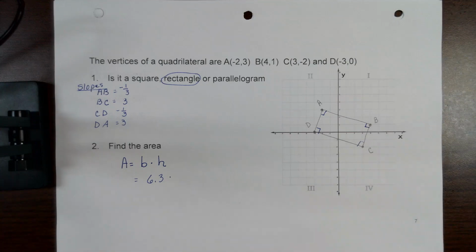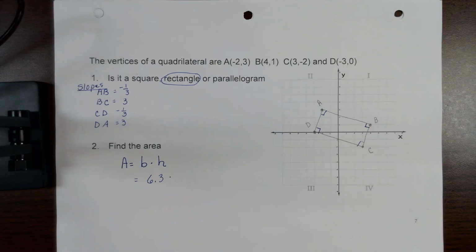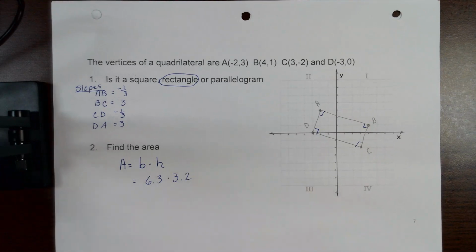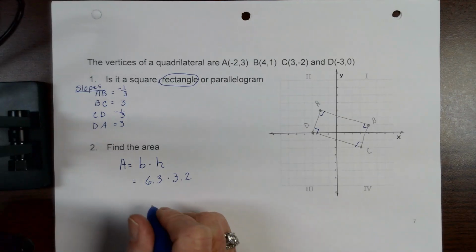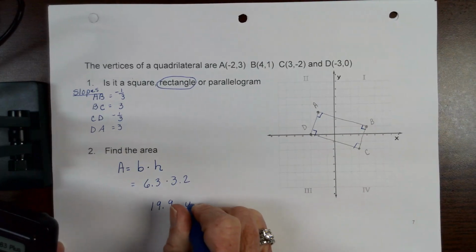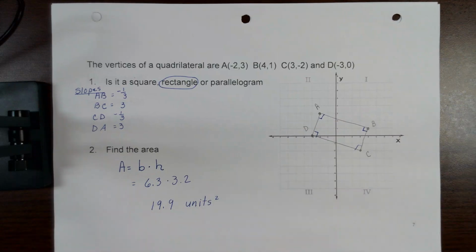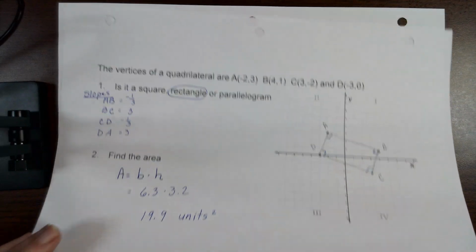And now I'm going to do the same thing with one of the two sides, either AD or BC. And so -3, 0, I'm doing AD, and -2, 3. That's going to give me 3.2. So I'm going to multiply this together times 6.3, and that's going to give me approximately 19.9 units squared. Okay, so you're using your slope formula here, and you're using your distance formula here.